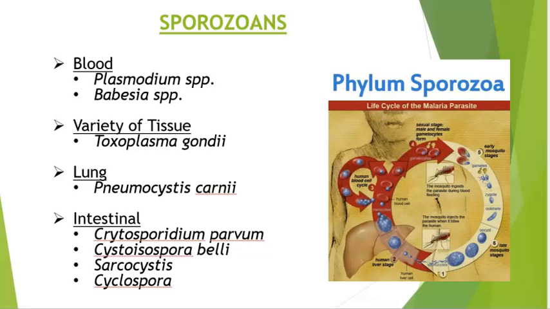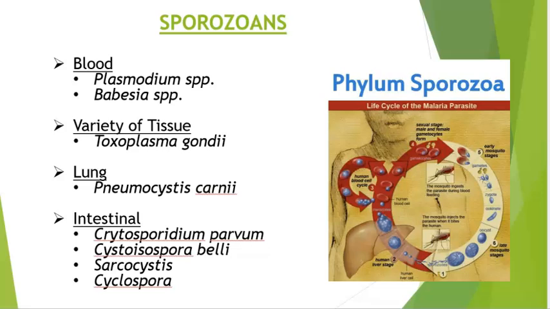The first two are blood sporozoans. First up is Plasmodia. Plasmodia is probably the most important and the one we're going to talk about the most. This is the parasite that causes malaria. Remember back at the beginning of this PowerPoint, we said that about 500 million people end up with malaria each year. Next for blood is Babesia.